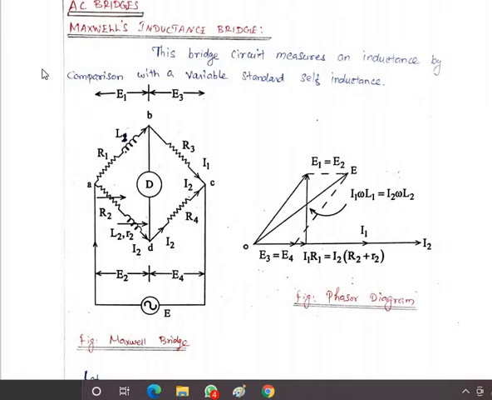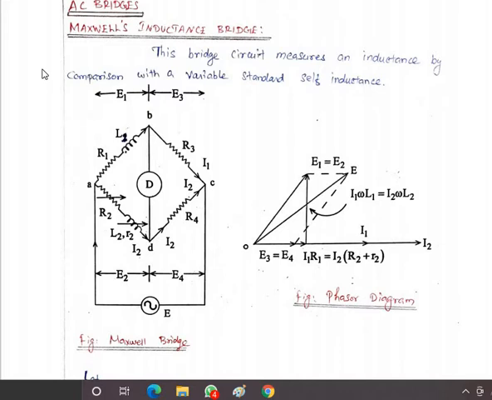Why do we have to go for AC bridges? We can measure other components like unknown inductance and unknown capacitance. In DC bridges this is not possible, because in DC bridges you just give a constant steady state DC voltage as input. Inductance and capacitance have reactance, so we are not able to measure the exact value with a steady state input. So then only we go for AC bridges.